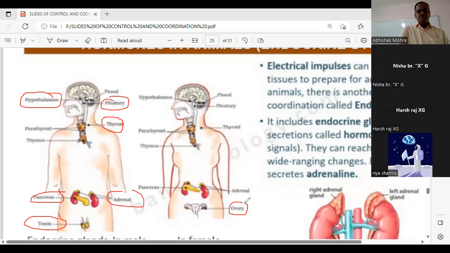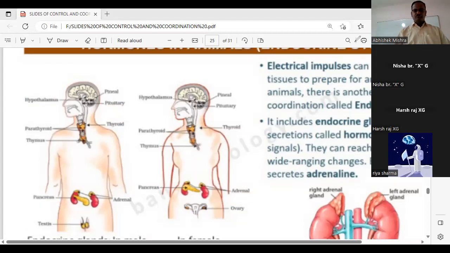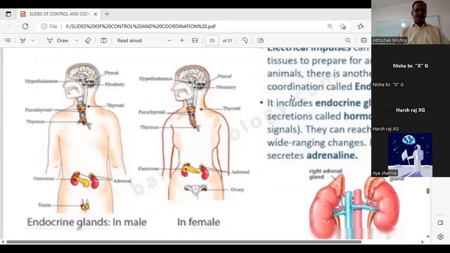There are also other glands called exocrine glands. For example, the salivary gland has a duct, and it pours its secretions not directly but through the duct. Now, one by one, we have to study the function of the different hormones from different glands of the body.